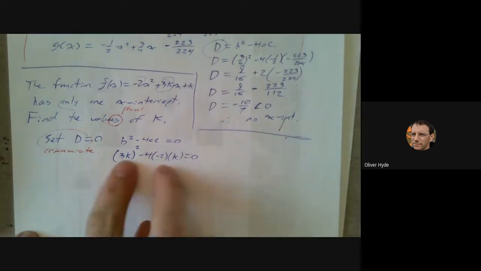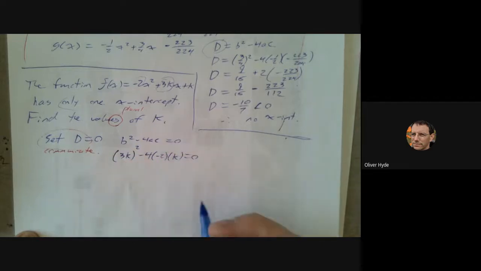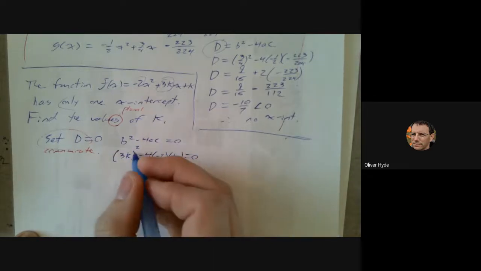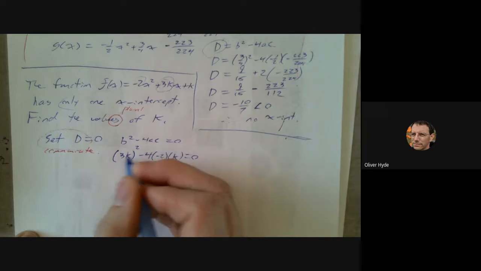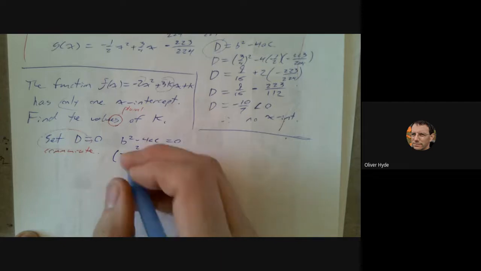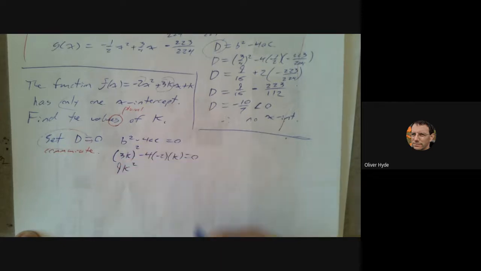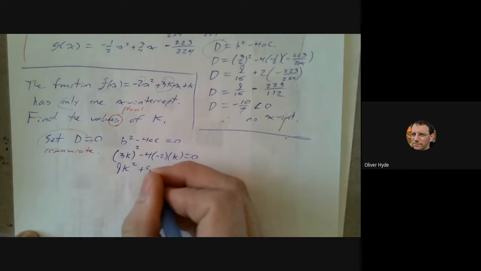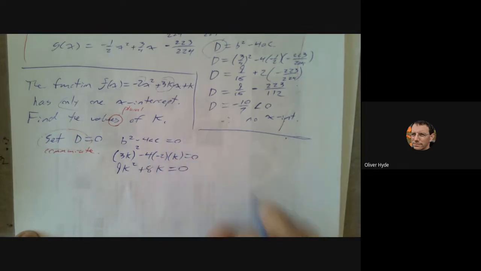Now, this is an equation that has an unknown in it that I should be able to solve, but let's tidy it up a bit. I'll square 3k, which means 3k times 3k, which is 3 times 3 times k times k, or 3 squared times k squared, or 9k squared. I'll do a negative 4 times negative 2 times k, which will be a positive 8 multiplied by k.